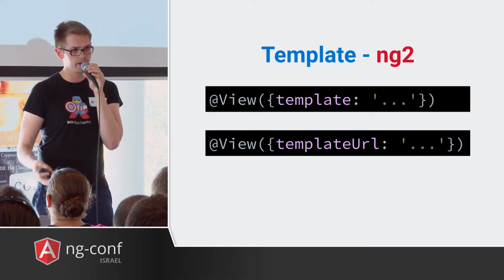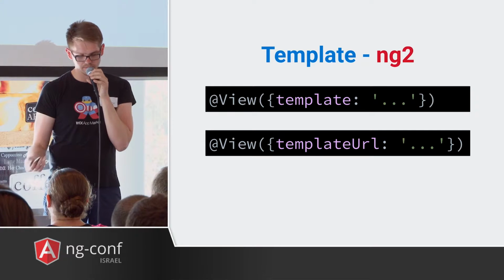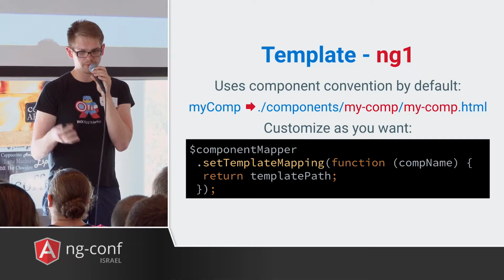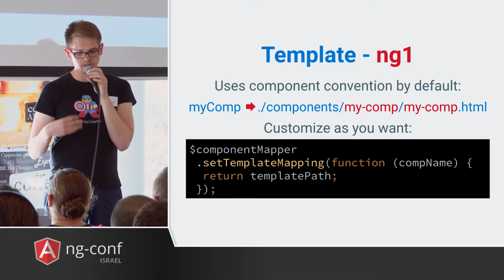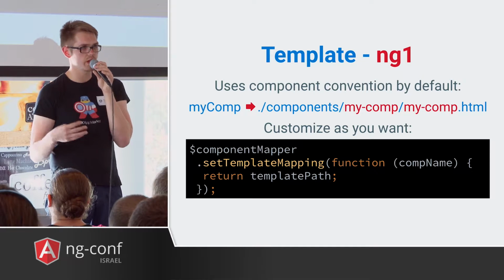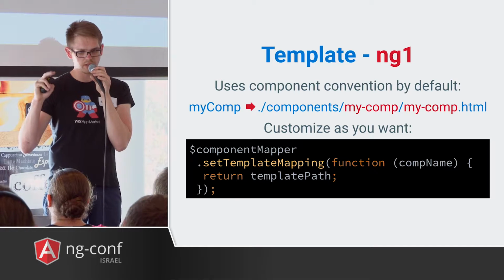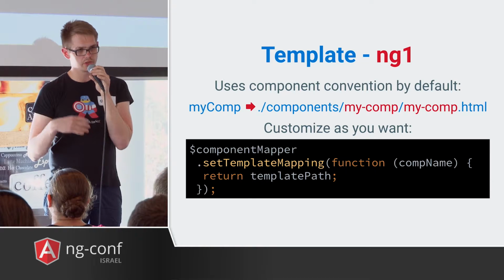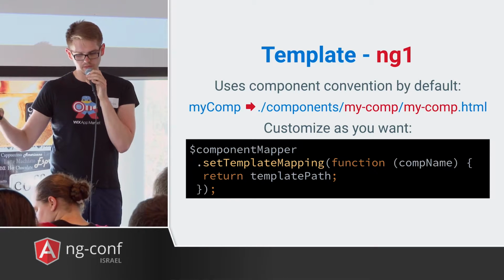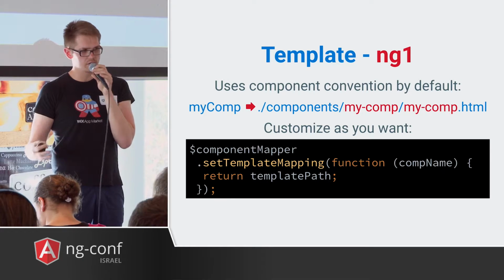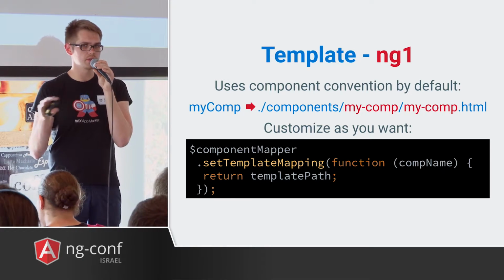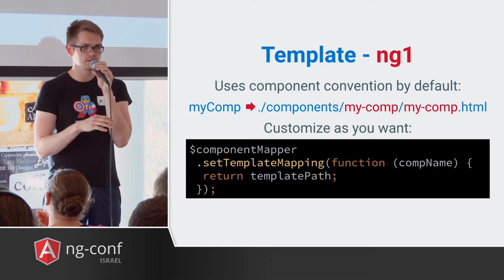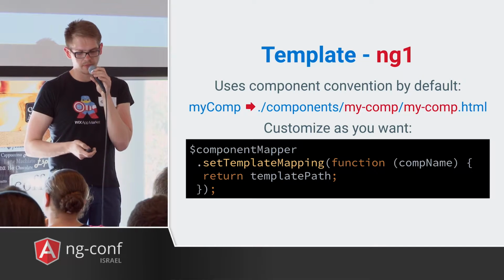So let's look at templates first. In ng2, it's specified in the view annotation. It's very usual. In Angular 1, since there isn't a default solution for this, they adopted a component convention, which means it takes the string name of your component and turns it into a path. The path is by default under components and then your component HTML. But you can also customize that if you wish. So for anyone who's using any sort of routing right now, they don't have to fear that they'll have to move every file around, because you can just make whatever you wish there.